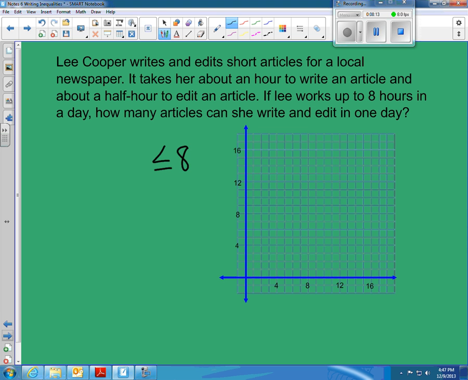Ooh, we have writing and we have editing. So let's call X writing and let's call Y editing. Okay, so it takes 1 hour to write an article, so 1 times X, plus half an hour to edit it. Okay, guys, so I want you to convert this into slope-intercept form, so we have our Y and our MX on the other side, and I want you to graph it.